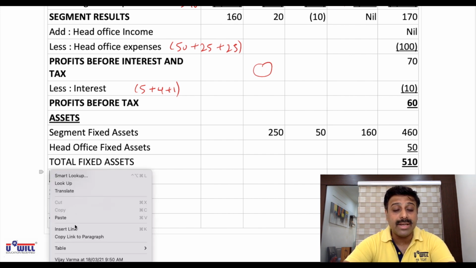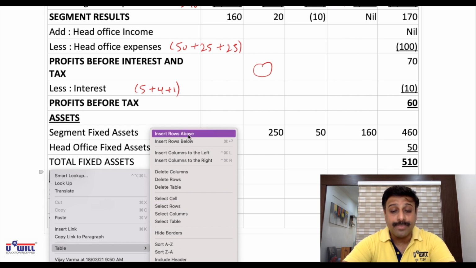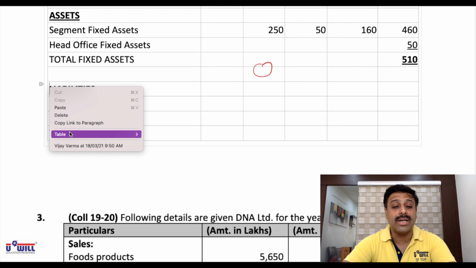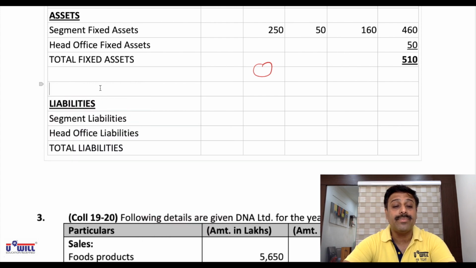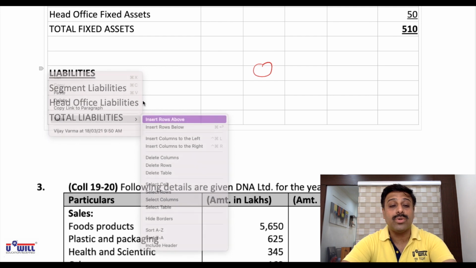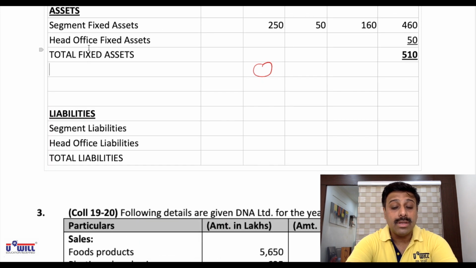That's why I said to you in the beginning itself that don't write the particulars column. Here we have current assets also. So current assets are also to be inserted. Okay, 3 more informations will come in assets. So insert in between, write down segment current assets.